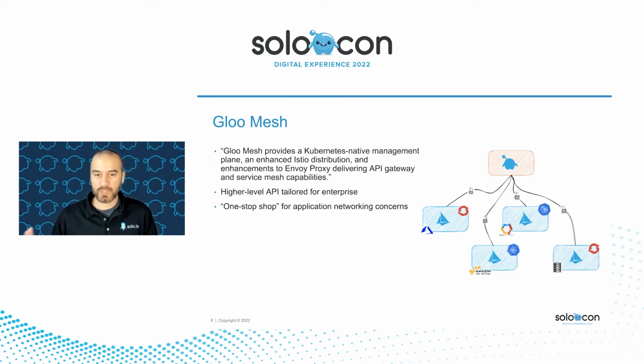So Gloo Mesh builds on top of that. Gloo Mesh is our service mesh platform. You can think of it as an application networking platform that builds on top of Istio and is intended to provide a one-stop shop for your application networking concerns. So it handles your service mesh using Istio. We also can do API gateway functionality with Istio managed by Gloo Mesh. It also provides a management plane. So if you have more than one Istio installation, Gloo Mesh makes that easy to manage.